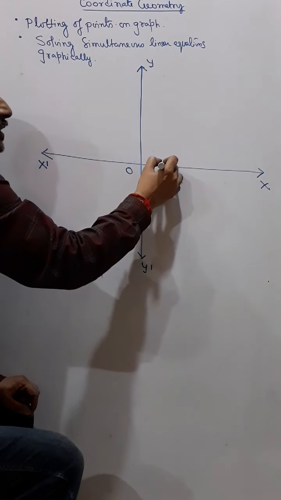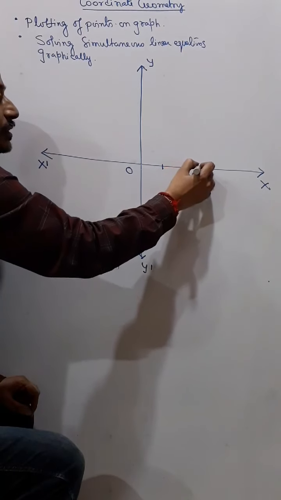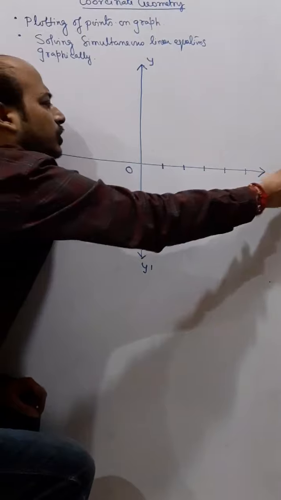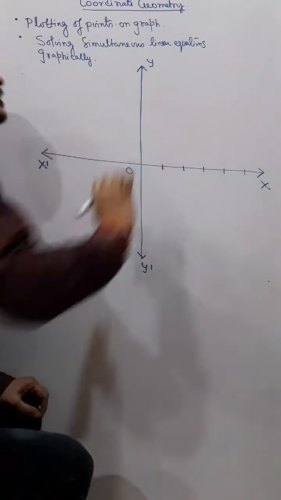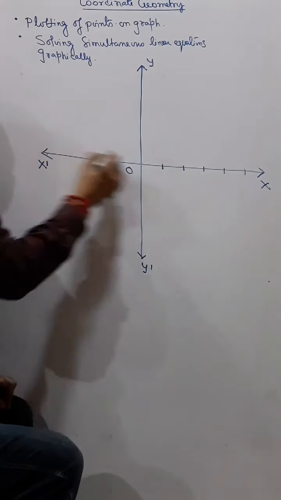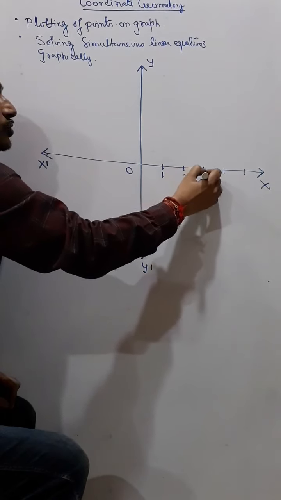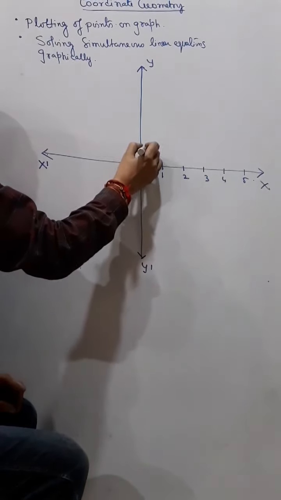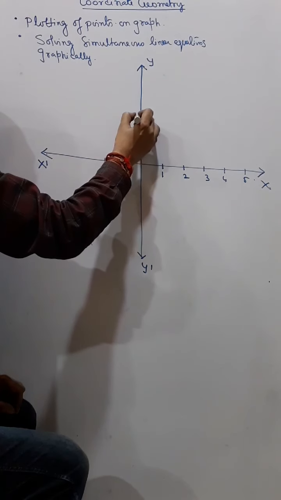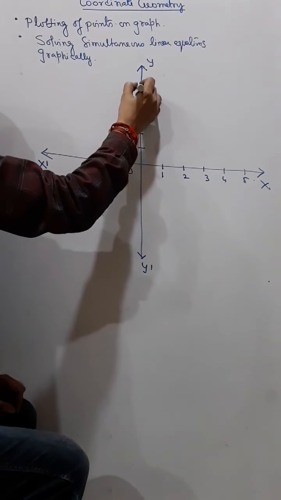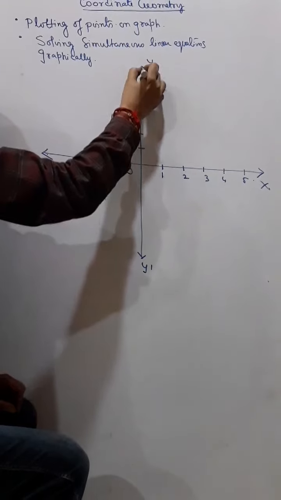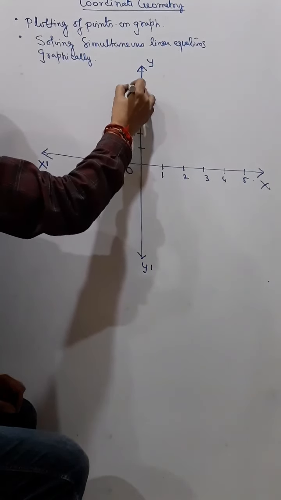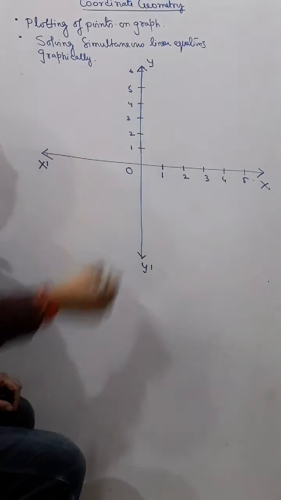So we'll mark this one as 1, this is 2 unit, this is 3 unit, this is 4 unit, this is 5 unit, and so on. Okay, it goes up to infinity. So this is 1, this is 2, this is 3, this is 4, this is 5. Now here also 1, 2, 3, 4, 5, 6, and so on.